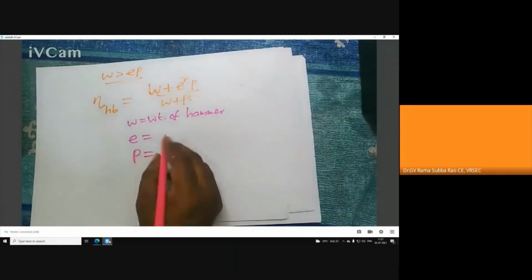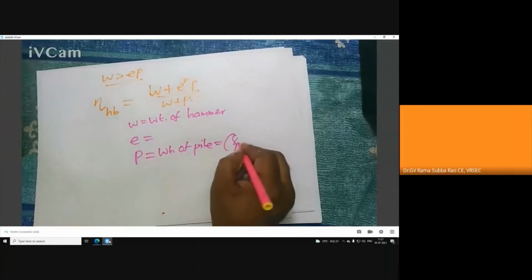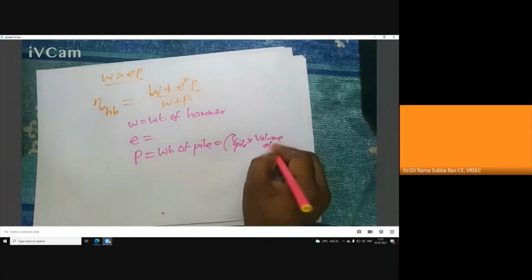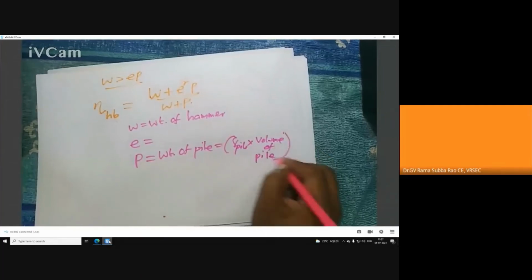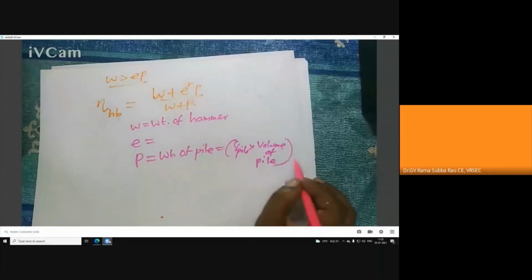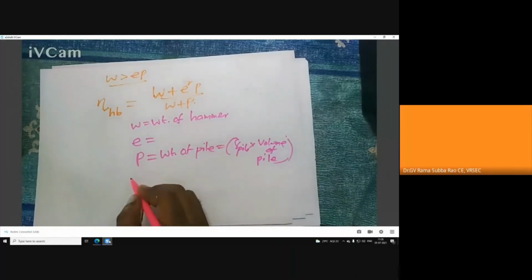P is the weight of the pile. You know how to calculate the weight of the pile: gamma of pile material into volume of the pile. This you can calculate. If it is a cylindrical pile, we can get surface area, that is perimeter, into length. So here P is the weight of the pile.